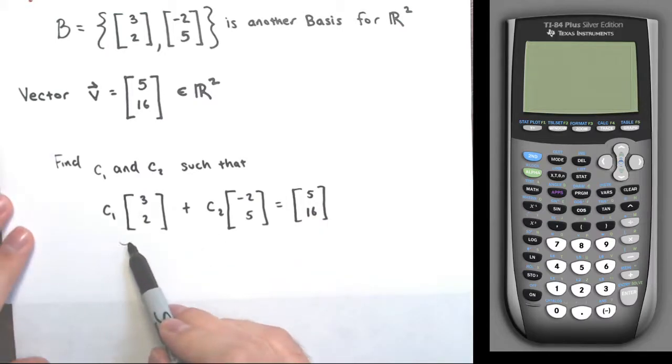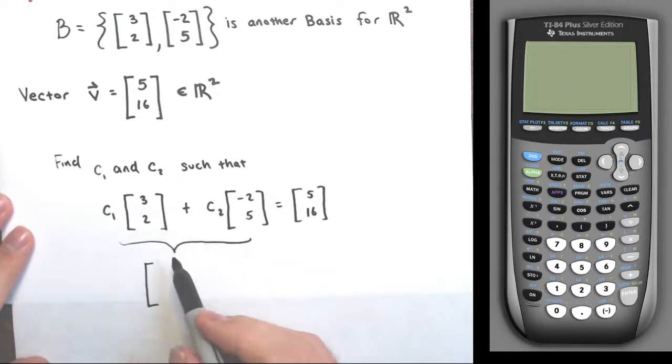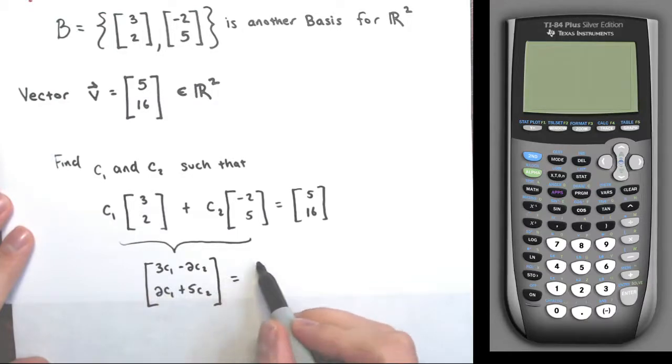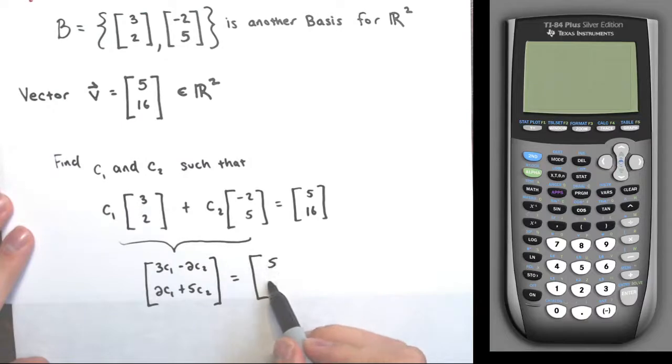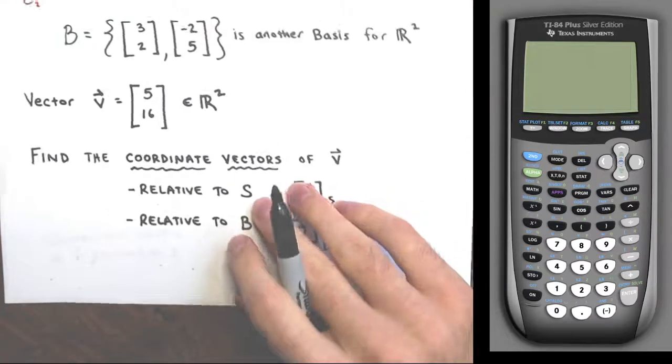Now, performing the scalar multiplication and vector addition, we get a vector from R2 again, where the first component is 3C1 minus 2C2 and the second component is 2C1 plus 5C2. And I want this to be equal to 5, 16. So what we actually get here is, and I should have done this earlier.